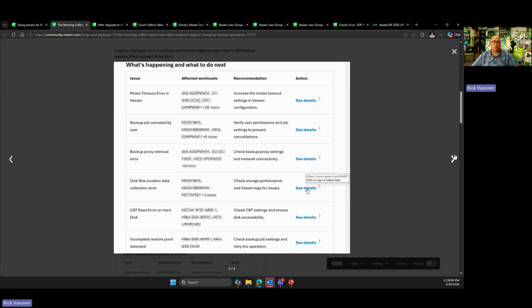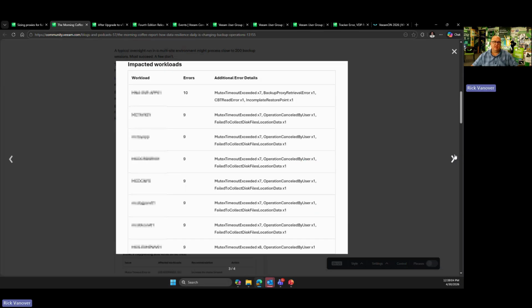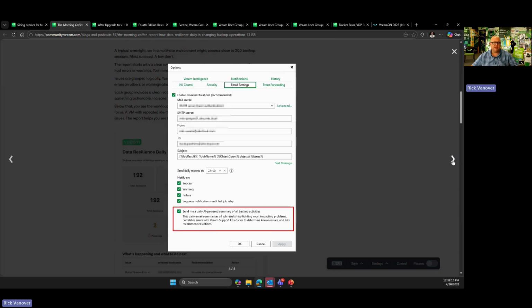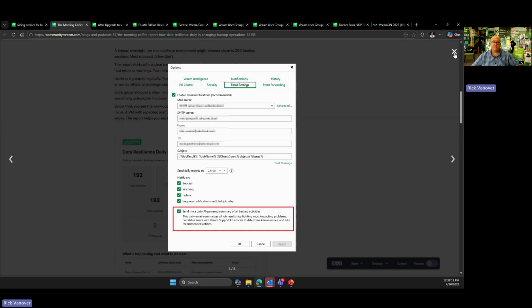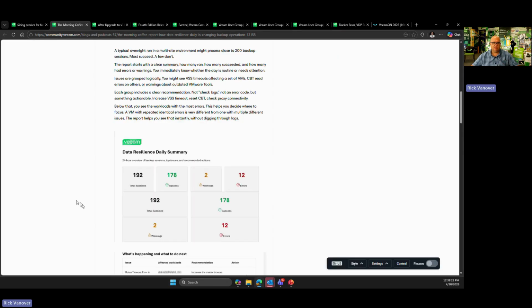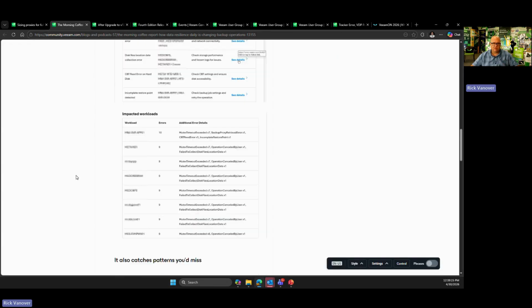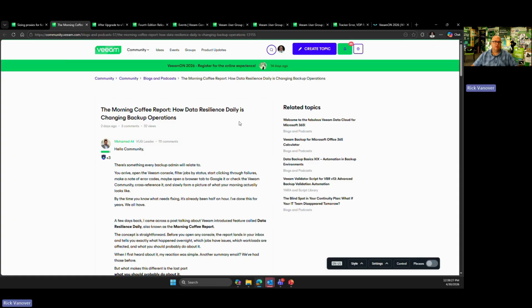Then you take a look at what some of those issues were, of course blurring out the details, and what happened. I'm looking through here, timeouts, right? So that tells me some sort of connectivity issue right off the bat. But definitely make sure that you are doing this one right here: send me an AI-powered daily summary of the backup activities. You can do it right there. In fact, I have one of my environments, I'm going to turn that on as well. So thank you, Mohammed, for drawing attention to the morning coffee report.